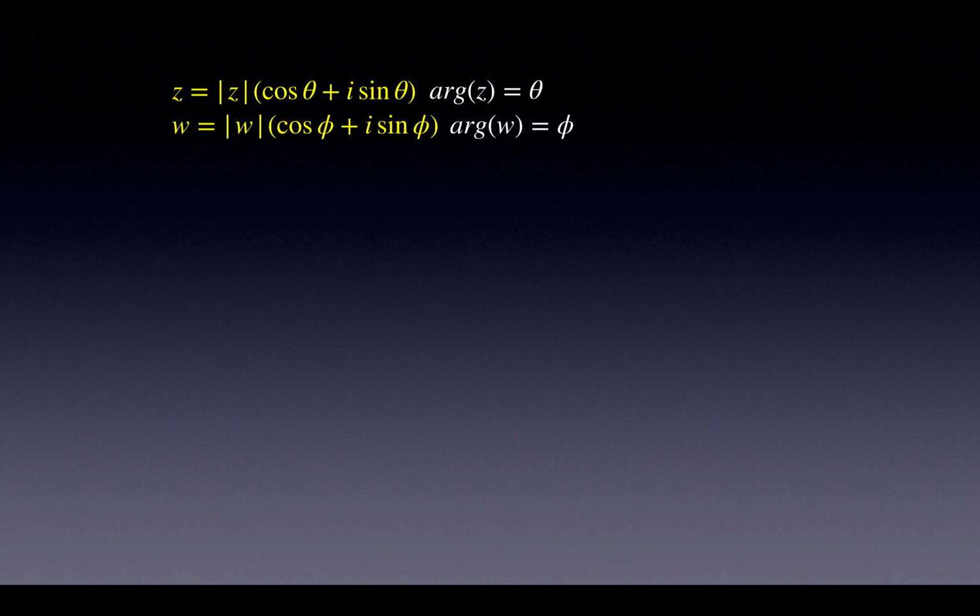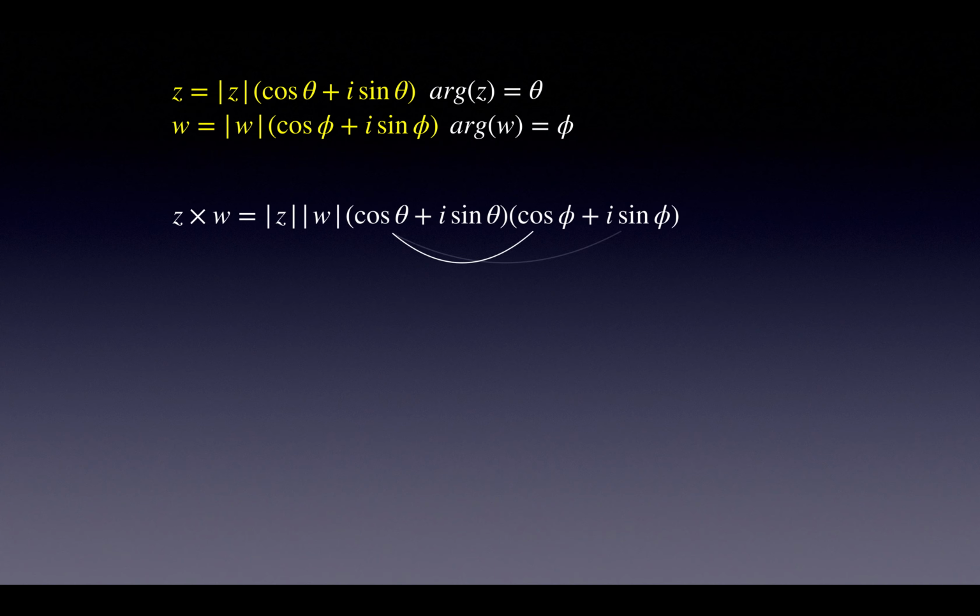To begin, we can define two complex numbers z and w in their polar form. The argument of z is theta and that of w is phi. In order to derive the formula, we must first find out what happens to the arguments when the two complex numbers are multiplied. Pause the video and try it yourself.